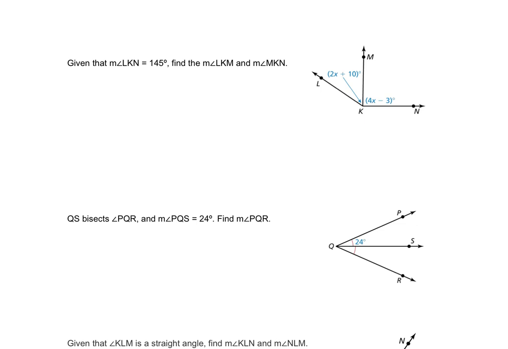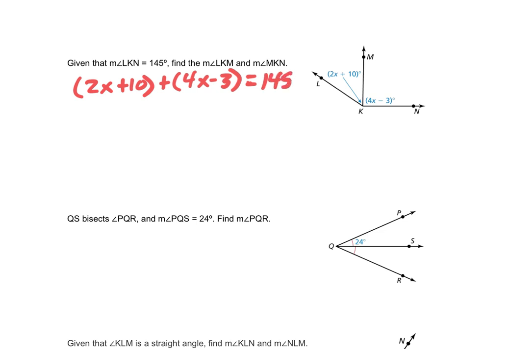But what we do know is that the big angle is 145. So from here all the way over to here is 145 degrees, right? So what we can say is this small angle plus this small angle equals 145, okay? So here's how we're going to set this one up. 2x plus 10 plus 4x minus 3 equals 145.